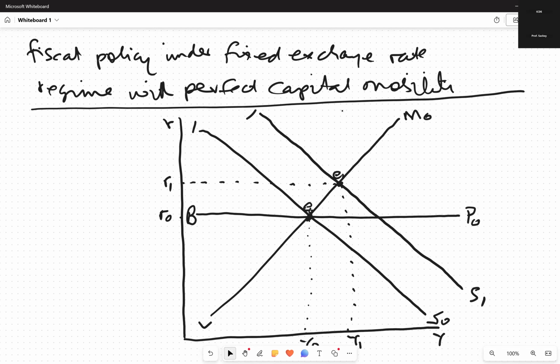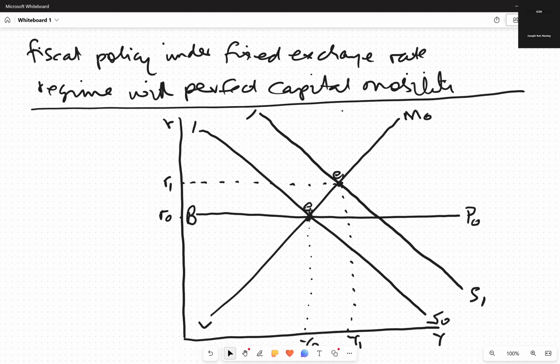I told you whenever you are on any of the curves, there's equilibrium on that curve. So E1 is on the IS curve and it's on the LM curve. So there's equilibrium on the goods market, there's equilibrium on the money market, but there's disequilibrium on the foreign exchange market, because E1 is not on the BP curve. Is that clear?